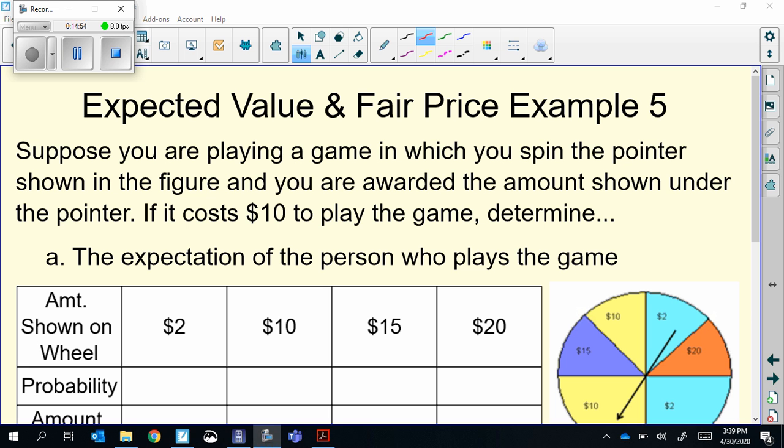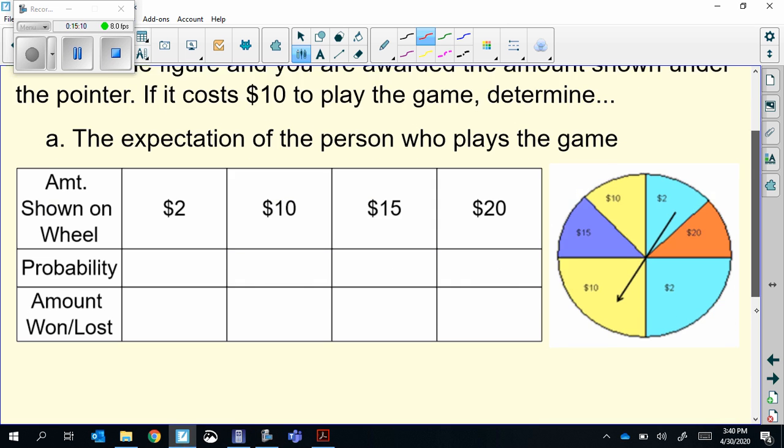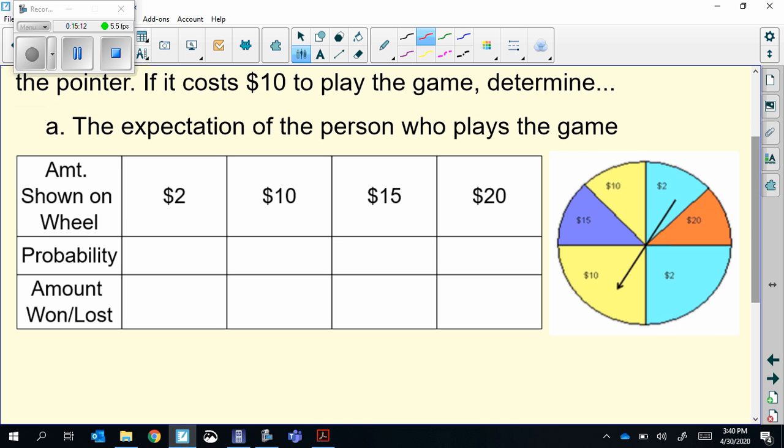All right, so suppose we're playing a game where you spin a spinner, and you're awarded the amount shown under the pointer. It costs $10 to play the game. We're going to determine the expectation of the person who plays the game. So if you were playing this game, we're going to figure out the expectation.